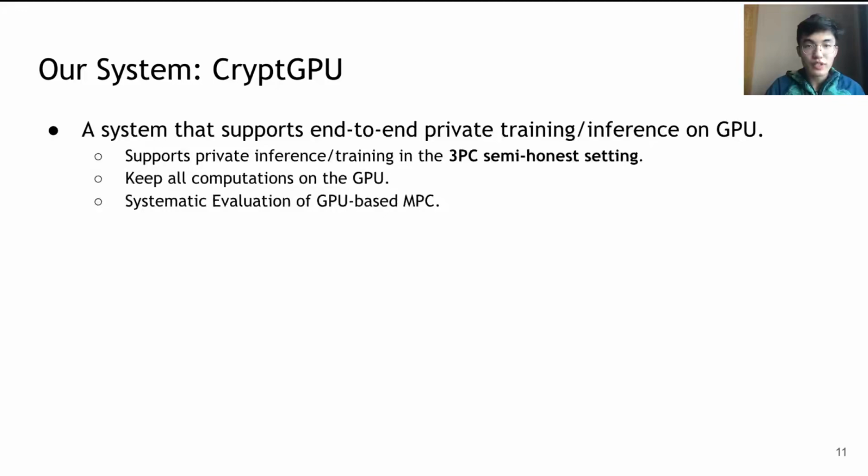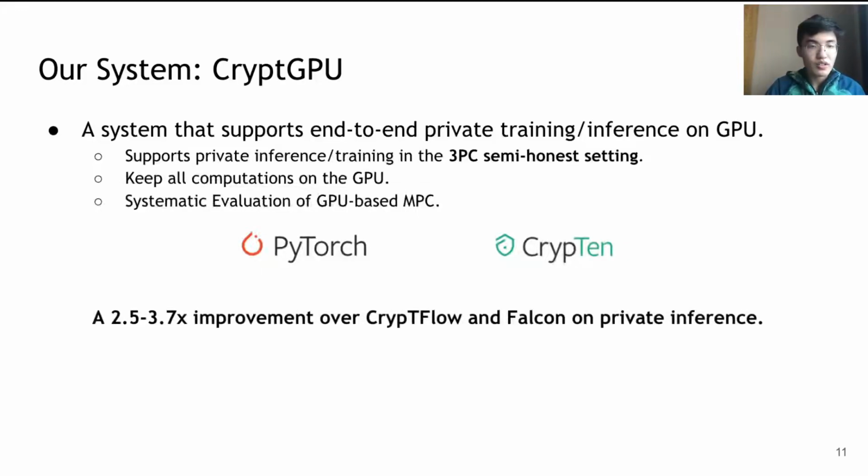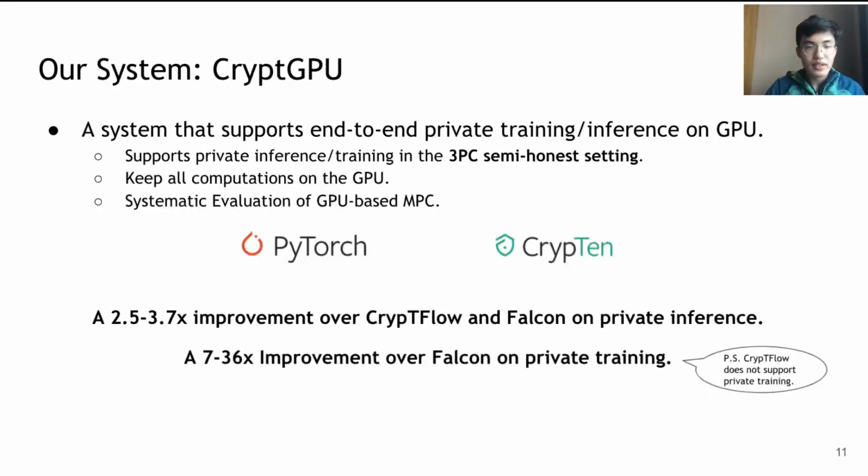from GPU acceleration. We built our work on top of PyTorch, the state-of-the-art machine learning framework, and CrypTen, a privacy-preserving machine learning framework built on top of PyTorch. Overall, our system shows a 2.5 to 3.7x improvement over CryptFlow and Falcon on private inference, and a 7 to 36x improvement over Falcon on private training.